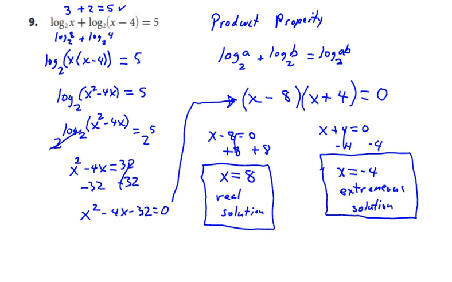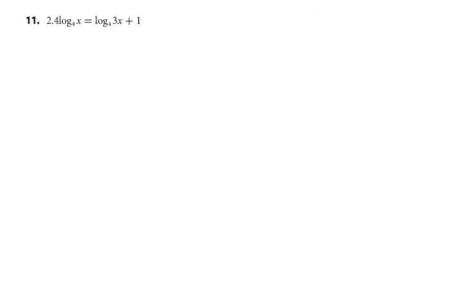Next, problem 11. Here we have 2.4 log base 4 of x equals log base 4 of 3x. And again for this one, I'm going to rewrite the left side, 2.4 log base 4 of x. And on the right side, we're going to rewrite this log base 4 of 3x using the product property.